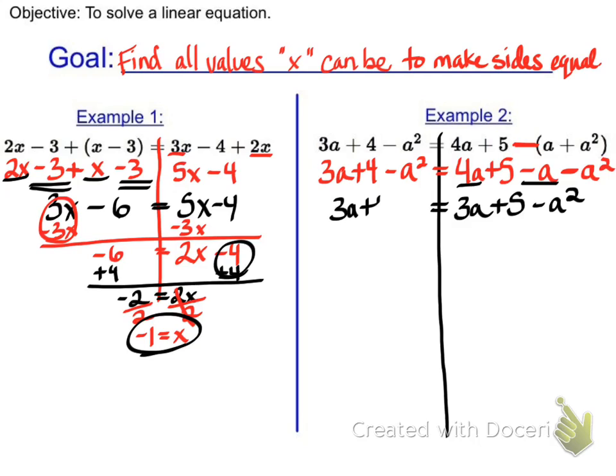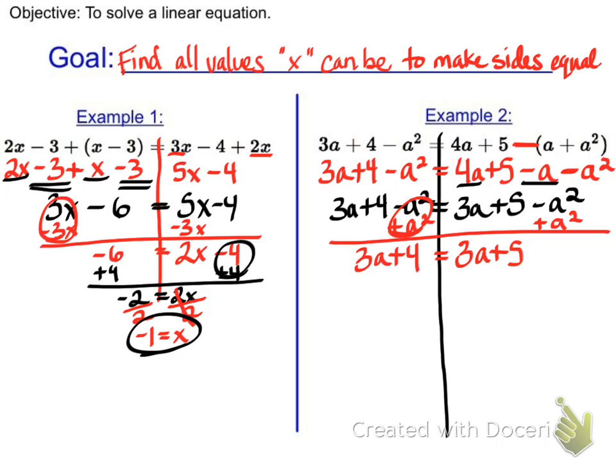On the left, I'm simply going to copy everything down. So now I focus on my goal. My variable is a. So I want to get all the a's together and alone. So let's see, the first thing that I can do is add a squared to both sides because that will make zeros on the left and the right. On the left, I'll end up with 3a plus 4 because the a squared's made a 0. And on the right, I'll have 3a plus 5 because, again, the a squared's made a 0.